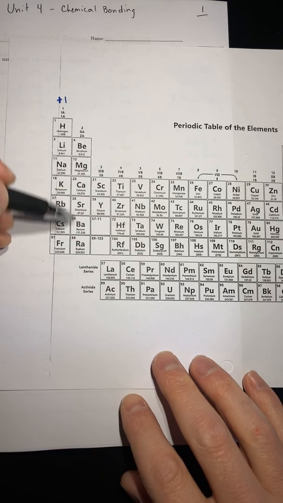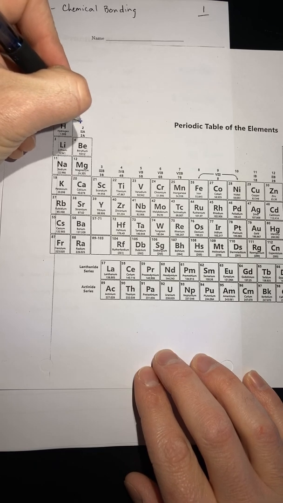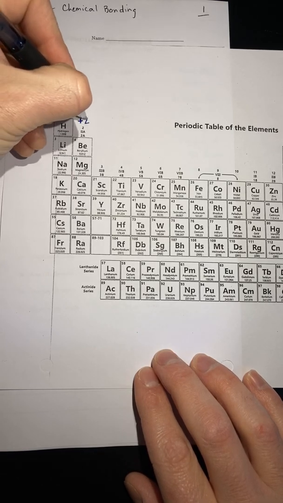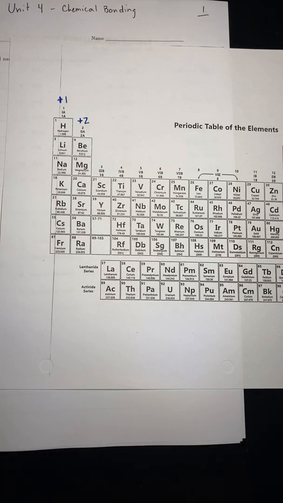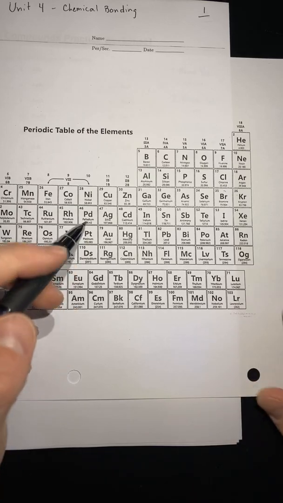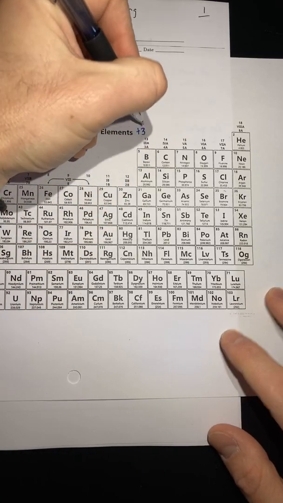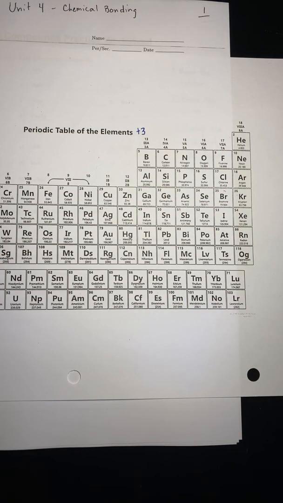So what do you think group 2 is going to form? Positive 2. The periodic table on the wall over there, it actually has all those labels up at the top. What do you think group 3 is going to form? Positive 3. It has 3 electrons in its outer shell. It wants to lose those 3. Ava? I have a question. Why don't we do like the middle one right there? Transition metals are complicated. Okay, we're not really worrying too much about those right now.